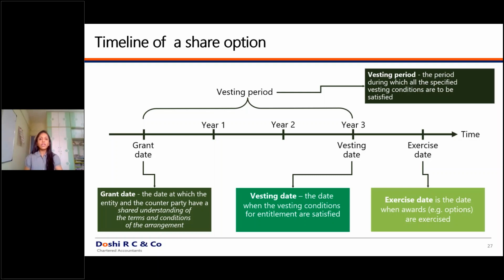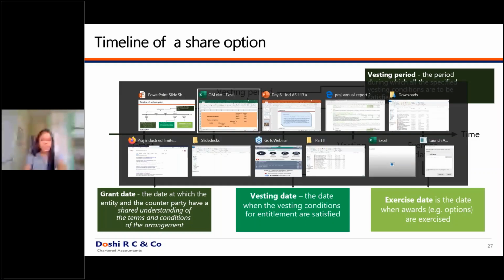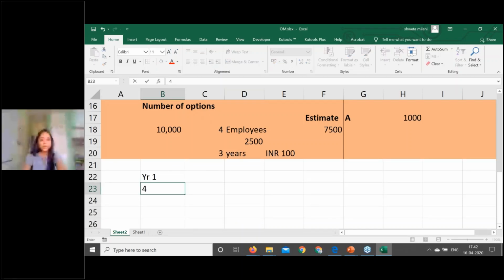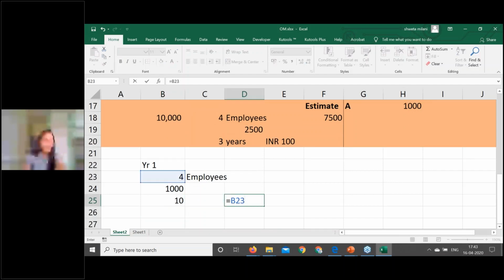What does it mean? If only the expenditure of 2 employees was debited from year 1 itself, how much would have been the total expenditure? That I will decide, and accordingly I'll debit the balance expenditure to year 2. To take an example, I hope you understand it. For example, in year 1, I decide these are 4 employees. Each employee has 1,000 options, and the fair value of each option is rupees 10. And I estimate that all 4 employees will stay for a period of 3 years and nobody will leave the organization.